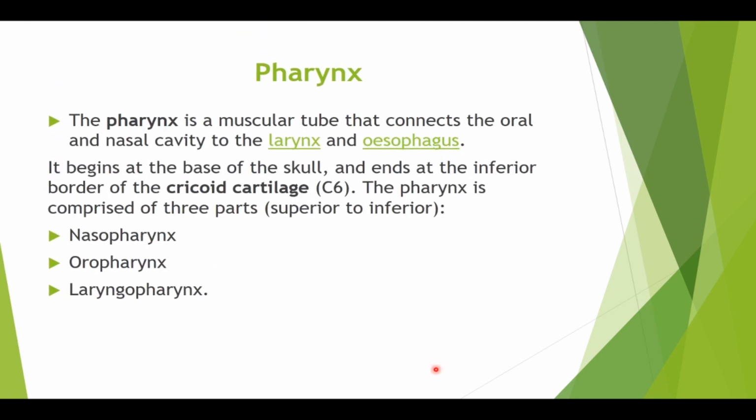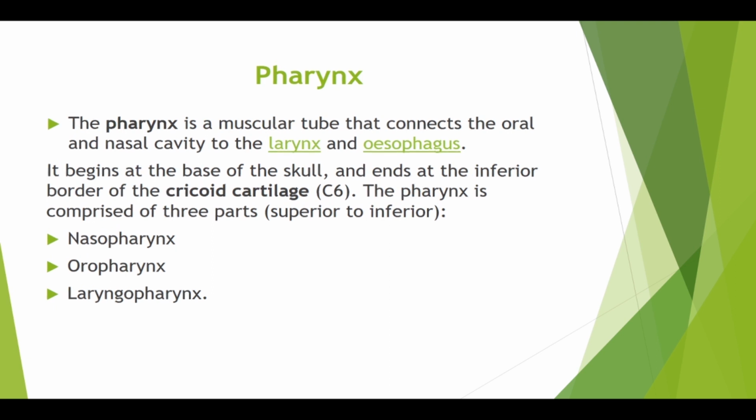Now before moving on to the oropharynx, one should know what is pharynx. Pharynx is basically a muscular tube that connects the oral and the nasal cavity to the larynx and esophagus. It begins at the base of the skull and ends at the inferior border of the cricoid cartilage, that is at the level of C6. This pharynx is comprised of three parts starting from above downwards, and these are nasopharynx, oropharynx and laryngopharynx.